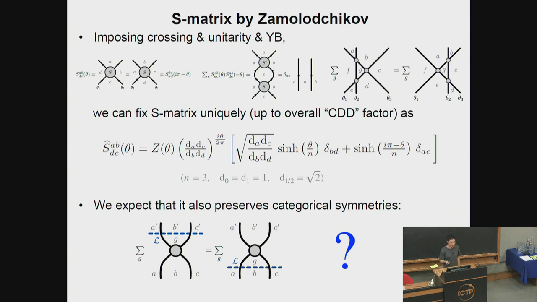Now, as I said, this theory is expected to preserve the Kramers-Wannier symmetry, or the Z2 Tambara-Yamagami category. So we expect that this S matrix determined by Zamolodchkov also commutes with the categorical symmetries that are there in this theory. But before talking about the symmetry, let me just point out that in order to satisfy the crossing symmetry, Zamolodchkov put a slightly unusual factor, which is the ratio of quantum dimensions to the power i theta over 2 pi, and that is going to play an important role in the rest of my talk.